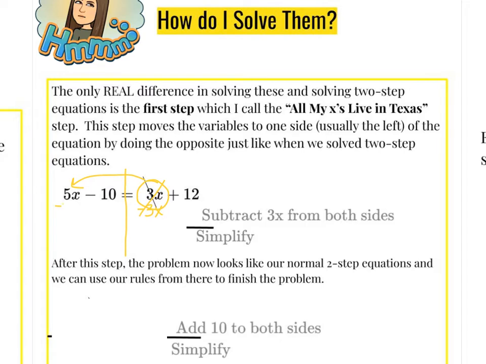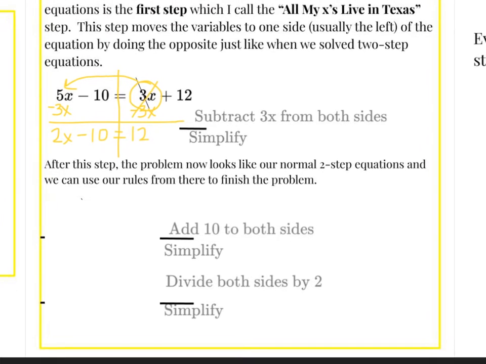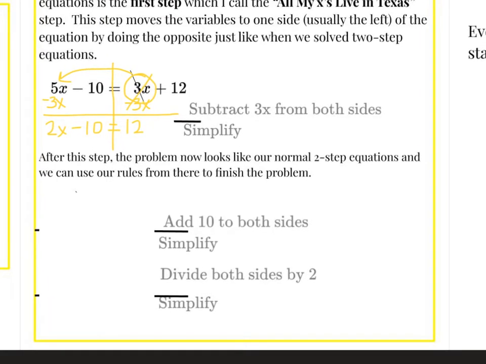So what I do to one side, I have to do to the other, so I line up the minus 3x with its x term buddy there. When I do this, I end up with 5x minus 3x. That would give me 2x. Bring down the minus 10 equals, and now there's still 12 on the right side. All right, now that looks like a normal two-step equation. So we have here 2x minus 10 equals 12.